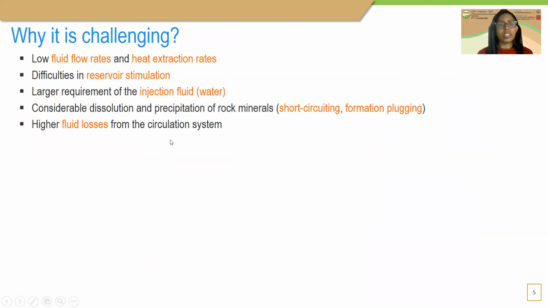So why is this technology challenging? As per the experience from the past few projects, it is challenging because of low fluid flow rates and low heat extraction rates, and it is very difficult to create this underground reservoir, and there is a larger requirement for this injection fluid. And in long-term aspects, there is considerable dissolution and precipitation of rock minerals, which creates short-circuiting and formation plugging. Also, there is a higher fluid loss from the circulation system into deep earth.